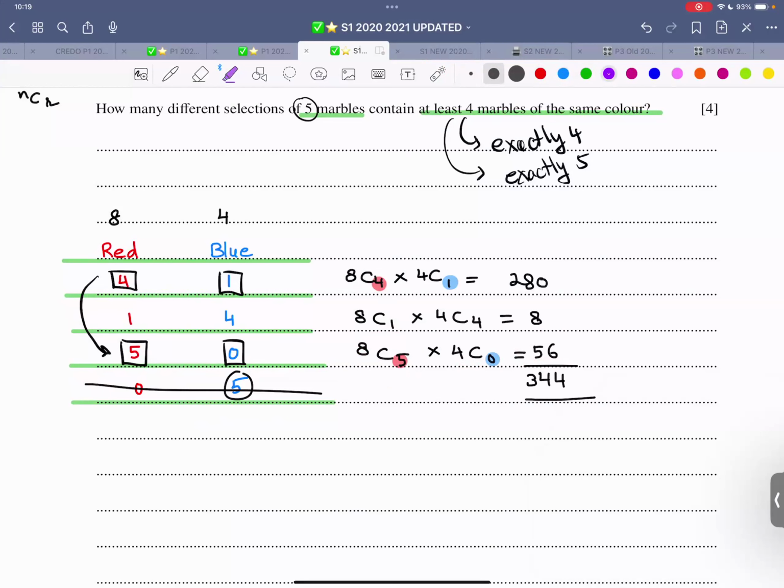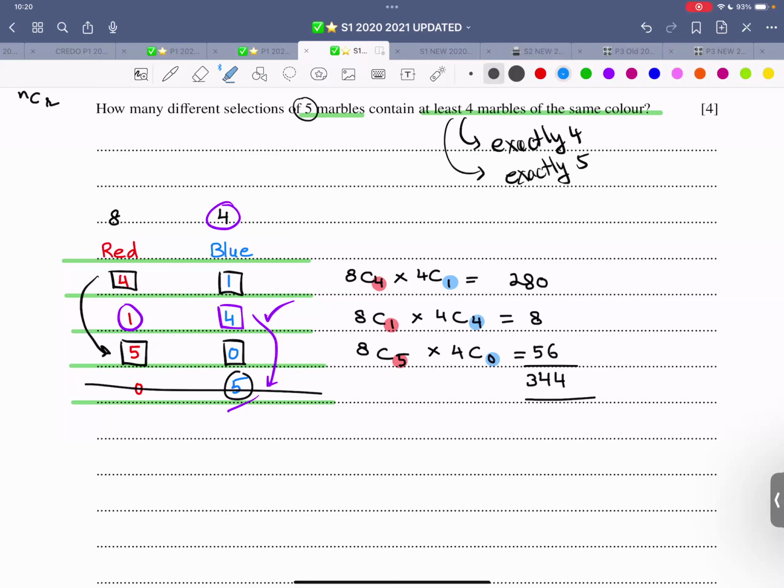What about the other possibility? What about the option of selecting 4 blue and 1 red? Of course, that is possible. What about increasing 4 to 5? If I increase 4 to 5, that is not possible because the number of blue marbles is 4. How can you select 5 out of 4? So therefore, only one option is left. That is 8C1 and 4C4.